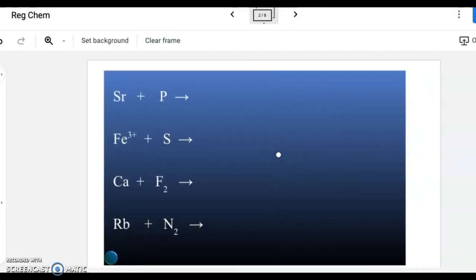Okay, so here's the next 4 that were in that slideshow. So again, you should pause the video and try these out. This iron is +3, so iron can form a +2 or +3, so I'm telling you which one I want you to use when you write out the ionic compound. All right, so you can pause the video and try these out. I'll go through them in just a second.